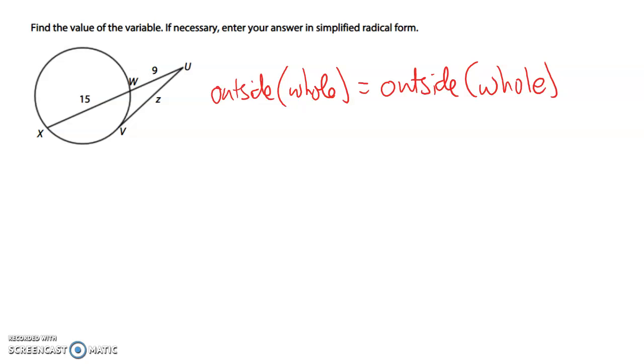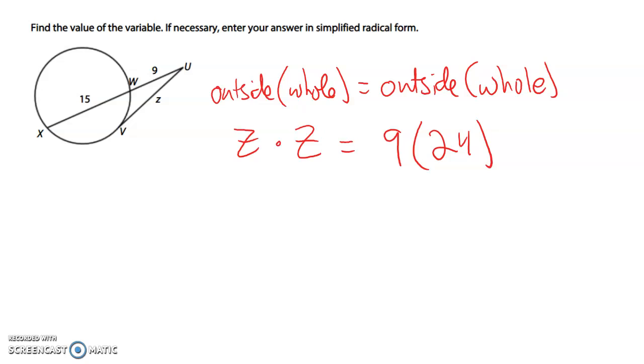We'll see the outside part is Z, and I'm going to take that times the whole thing, which also ends up just being Z. Now I look at the outside part of XU. The outside part of XU is WU, and that's 9. And the whole thing is 9 plus 15, which is 24.